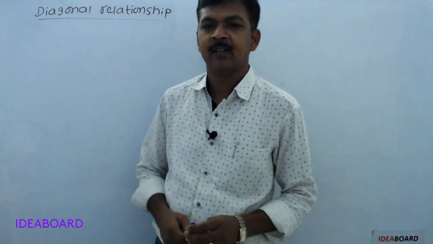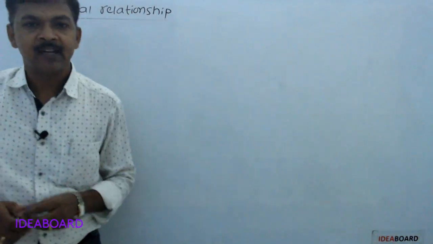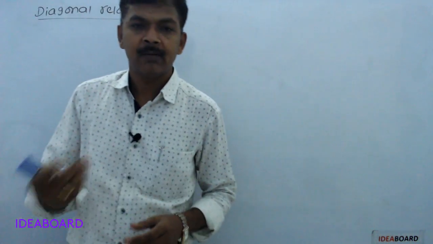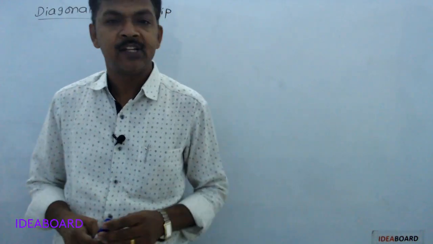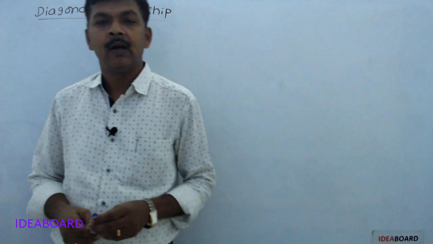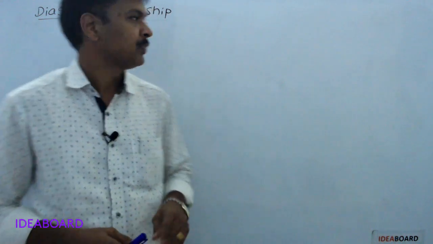My dear students, today I am going to complete this periodic table lesson. Last topic of this periodic table is diagonal relationship and oxidation and reduction ability. First let me complete diagonal relationship.